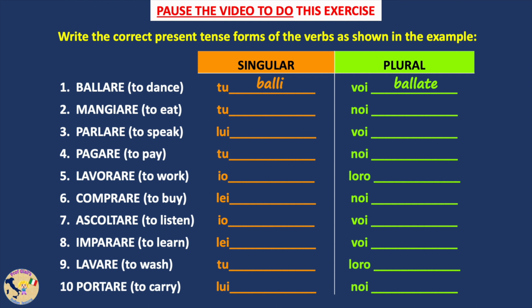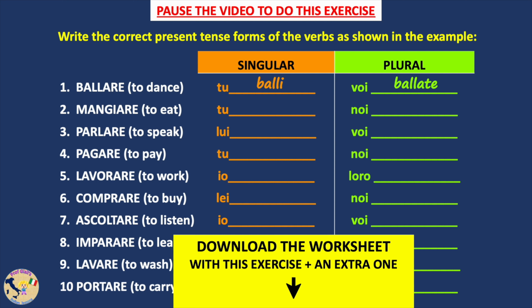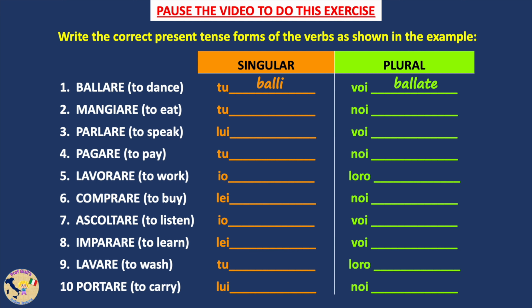Now follow the example in the first row and then write down the present tense forms of the regular verbs ending in are listed below. You can pause the video to do this exercise and then resume it to check the answers. You can also use the worksheet linked in the description box. There you will also find a second exercise. Answers to both exercises are available in the description box.